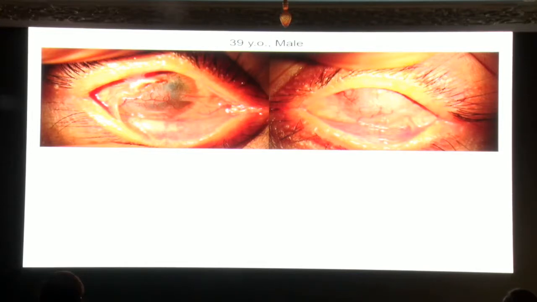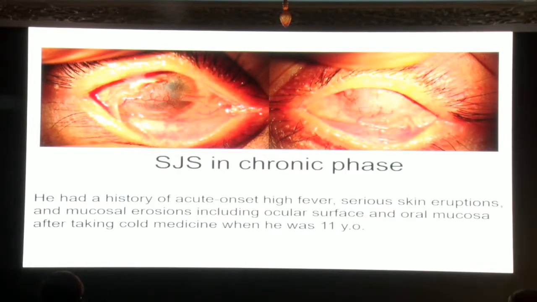So this is a 39 years old male. This is also SJS in chronic phase. He also had a history of acute onset high fever, severe skin eruption, and mucosal erosion, including ocular surface and oral mucosa, after taking cold medicine when he was 11 years old.